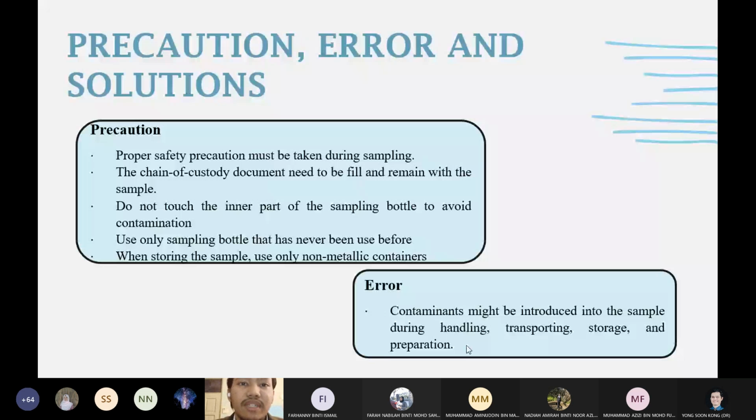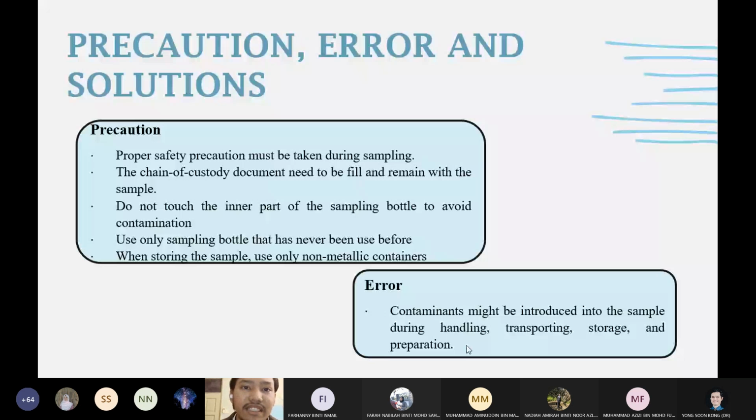As a precaution when sampling for soil, proper safety precaution must be taken during sampling, including wearing suitable personal protective equipment. The chain of custody document must be filled and remain together with the sample from the start to the end of the process. Do not touch the inner part of the sampling bottle to avoid introducing any contaminants. Use only sampling bottle that has never been used. When storing the soil sample, do not store the sample in metal container as the material might react with the soil.